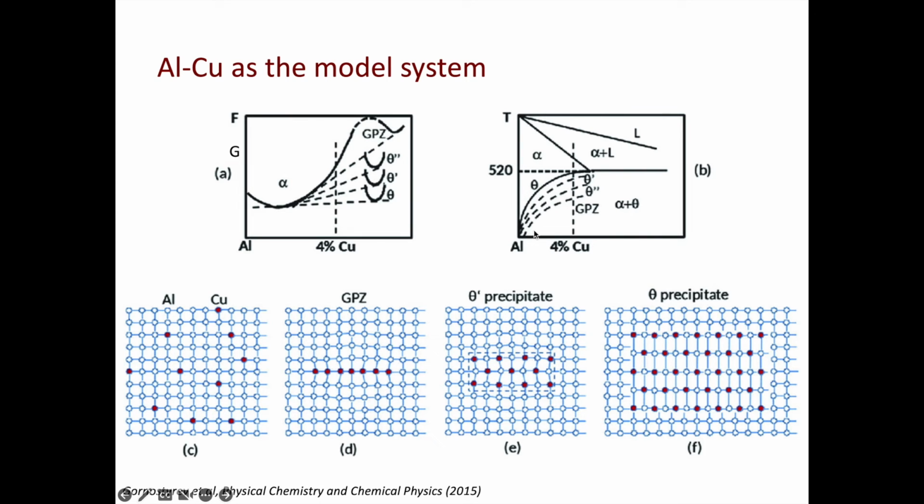Looking at the figure on the right, on the y-axis, that's temperature, what this tells you is at high temperature, it's much easier to form theta precipitates. At lower temperature, it's easier to form GP zones. Therefore, you can change the aging temperature to engineer different types of precipitates in aluminum-copper alloys.